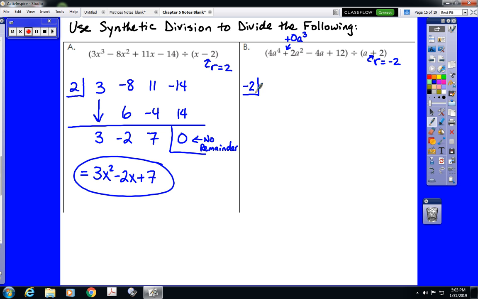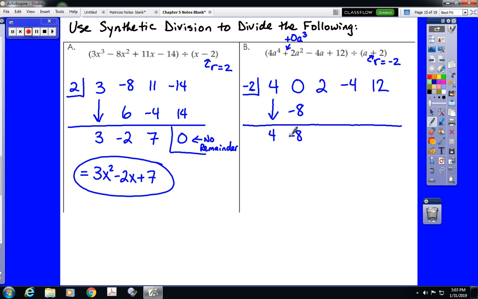So when we go to do this, r goes in the box, that's negative 2, and our coefficients would be: a to the 4th is 4, a to the 3rd isn't there, so we need to put in a 0, a squared is 2, a to the 1st is negative 4, and the numeric term is 12. Leave one line of space for the work, draw a line. Bring the 4 straight down. Negative 2 times 4 is negative 8. Add down is negative 8.